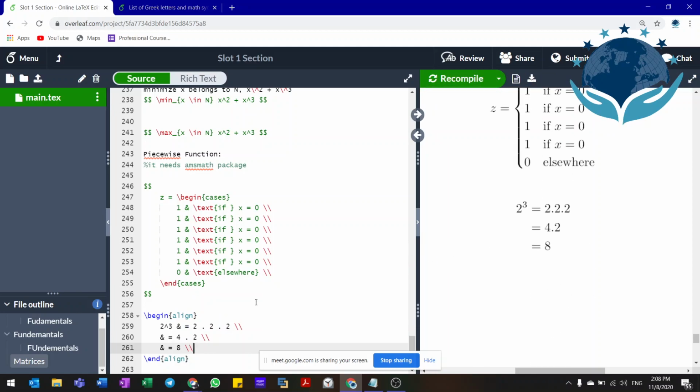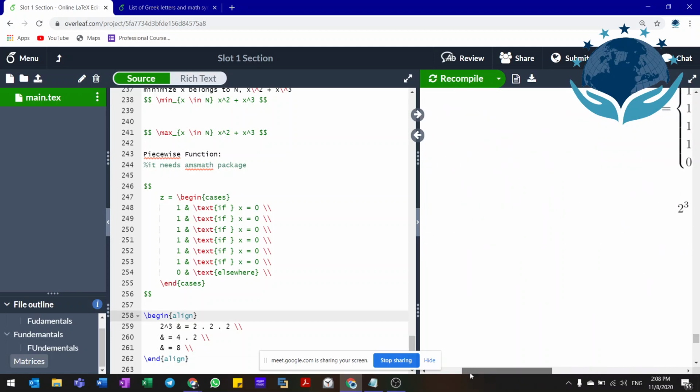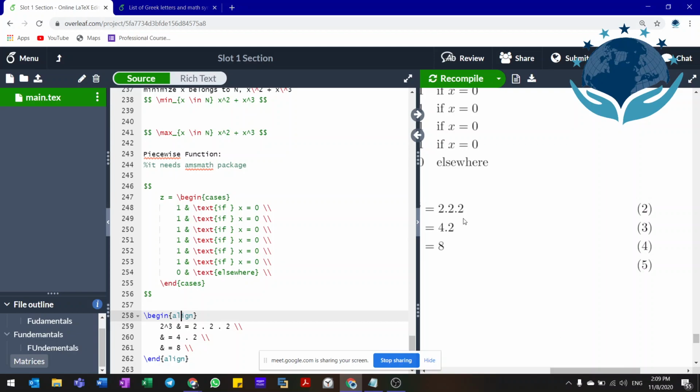Okay, this is possible when you have incorporated the AMS package. So here you can see that each step has been numbered with equation numbers, right? So in order to avoid that, you can use align star. If you use that, you won't be getting those numbers.